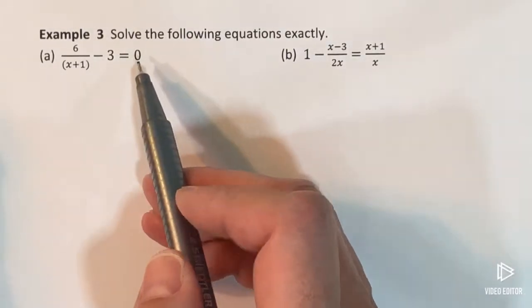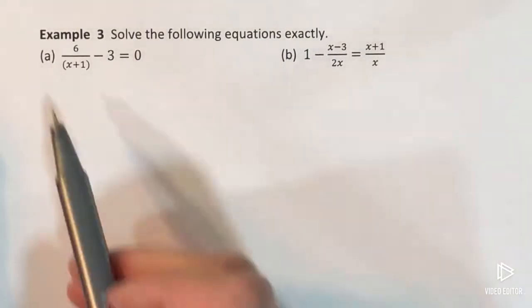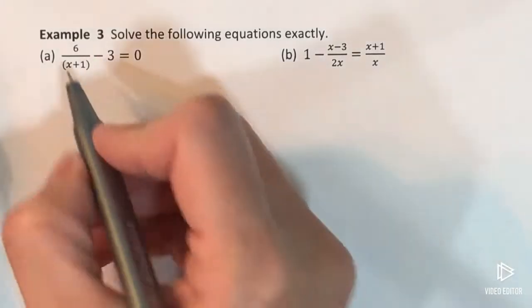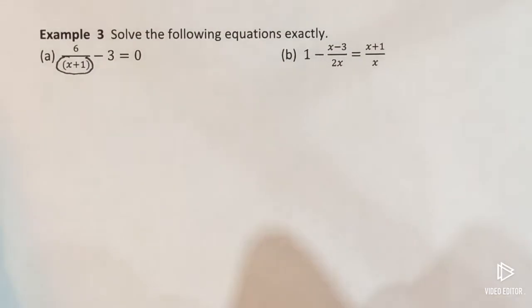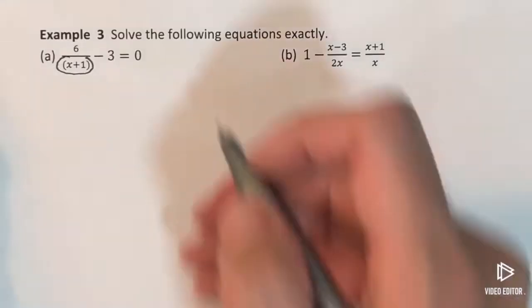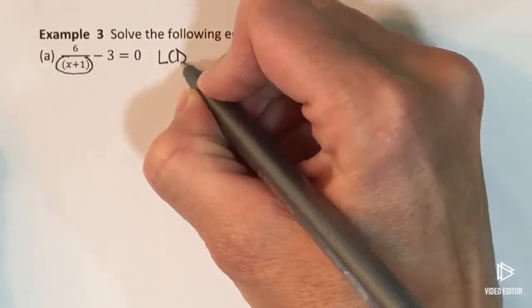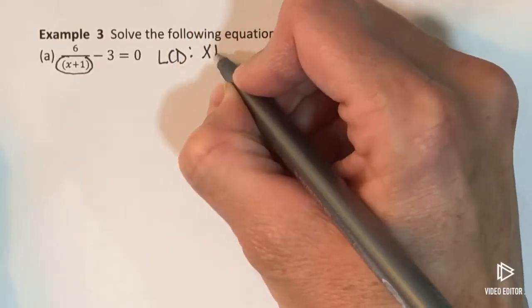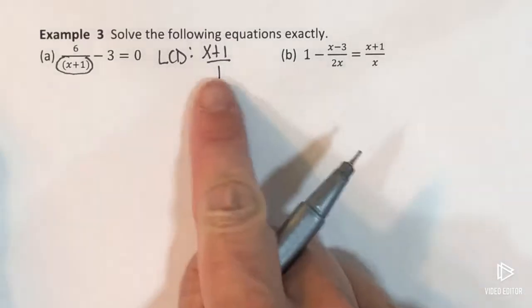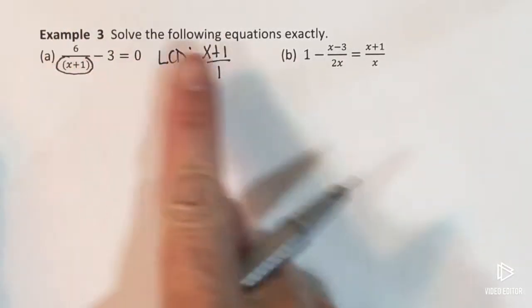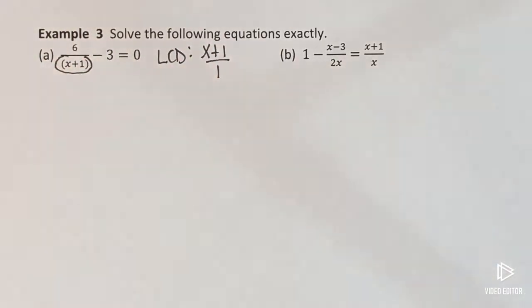Example 3, solve the following equations exactly. Notice now we have x's in the bottom. In A, I only have one denominator that I need to get rid of. If you only have one denominator, that's who you're going to multiply by. So my least common denominator is going to be x plus 1 over 1.